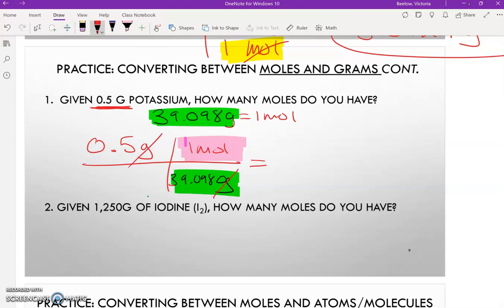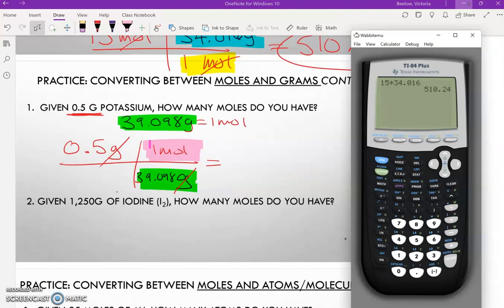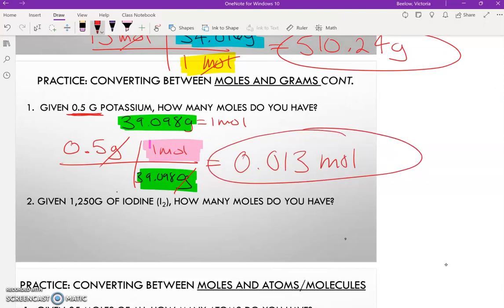So grams cancel. I'm just left with moles. I have to multiply everything in the top, which is 0.5 times 1, which is 0.5. And then I have to divide by what I have in the bottom. So now I'm doing 0.5 divided by 39.098. So 0.013 moles would be my final answer.